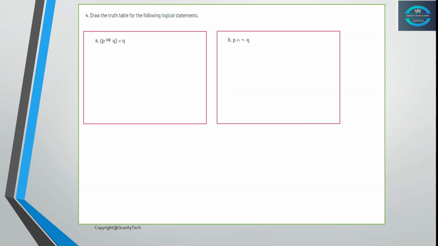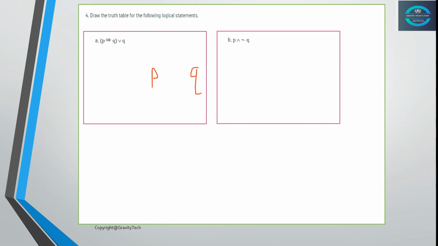Now we need to draw the truth tables of the following logical statements. The first statement is P implies Q or Q, and the second is P and negation of Q. Now, whenever we have to write a truth table, the very first thing you need to look at is how many statements are given here. How many statements are there, P and Q? There are only two given, right? So you will say P and Q, correct?